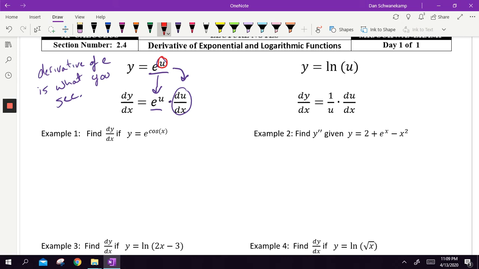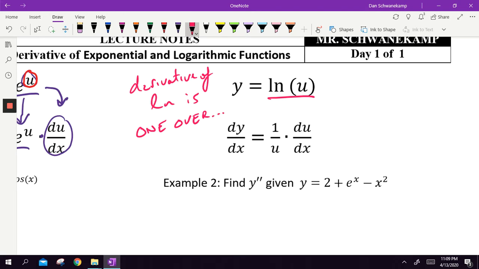All right, let's do the next one. Natural log. If you have natural log of u, the derivative of natural log is 1 over, and that's kind of where I leave it. So if I took the derivative of natural log of u, it is 1 divided by whatever's inside the parentheses, so 1 over u, times the derivative of whatever's in the parentheses.